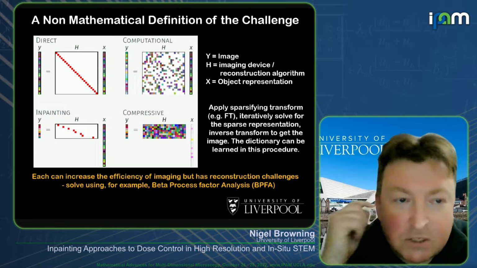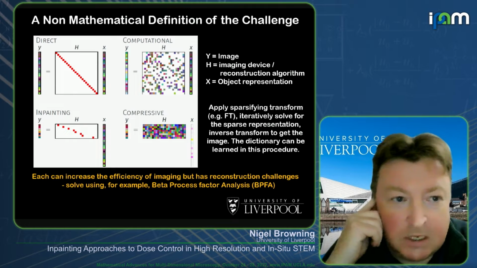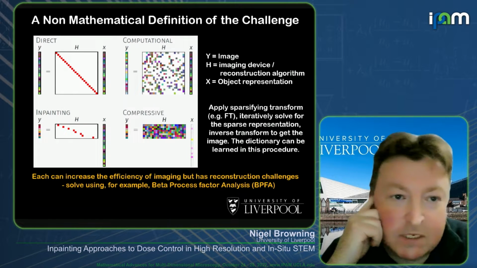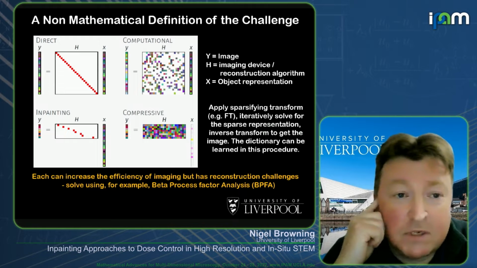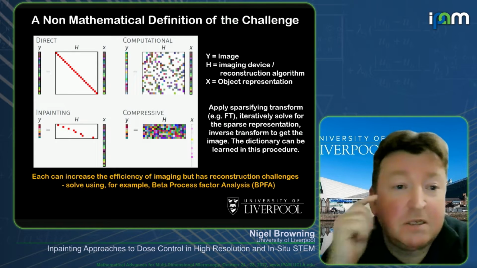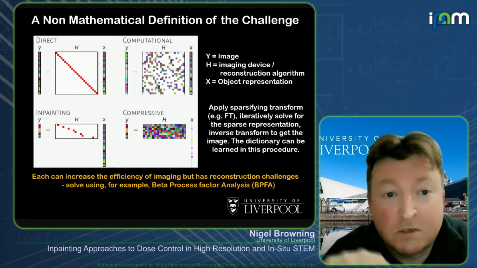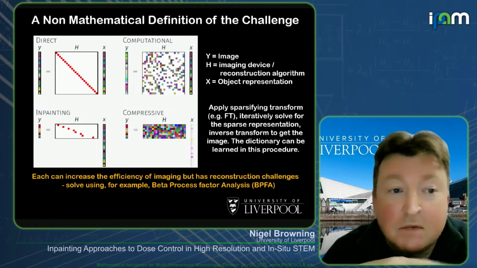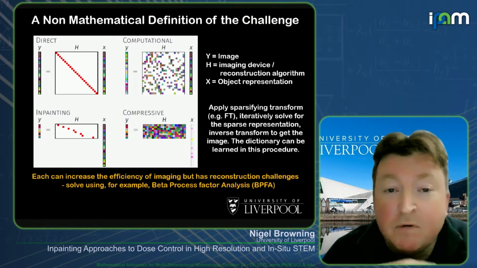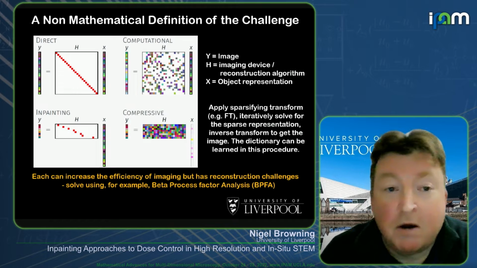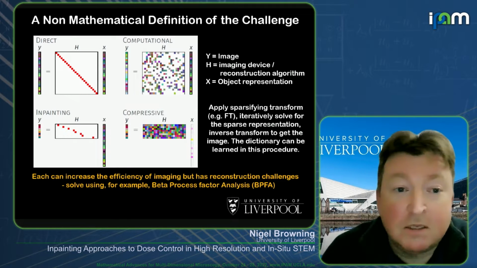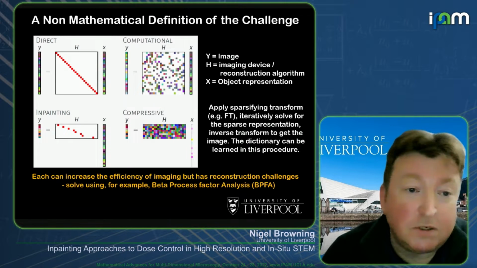So in the top left-hand corner here, we have direct imaging, and this is the one that we're all used to. You have a sample X, you have some kind of sensing matrix, which is an identity matrix here, and it just senses all parts of the sample and gives you an image Y. And there are the same number of pixels in the image as there are areas of the sample that you're looking at, and so there's a one-to-one reconstruction.